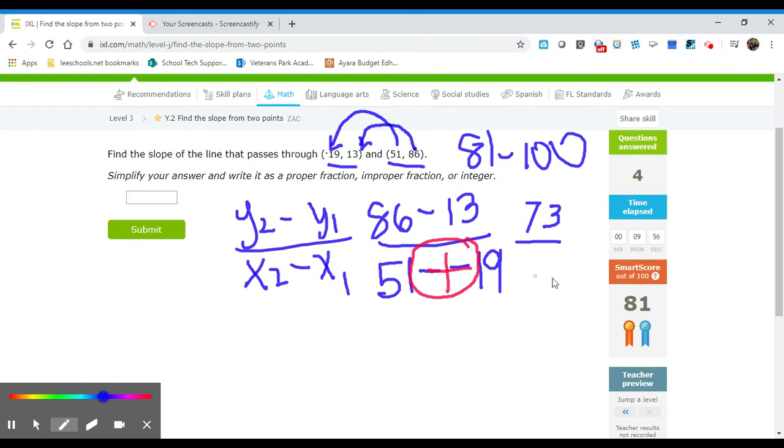Okay. So your answer is 70 over 73, or 73 over 70. And I do believe you cannot simplify that. So your final answer here is positive 73 over 70.